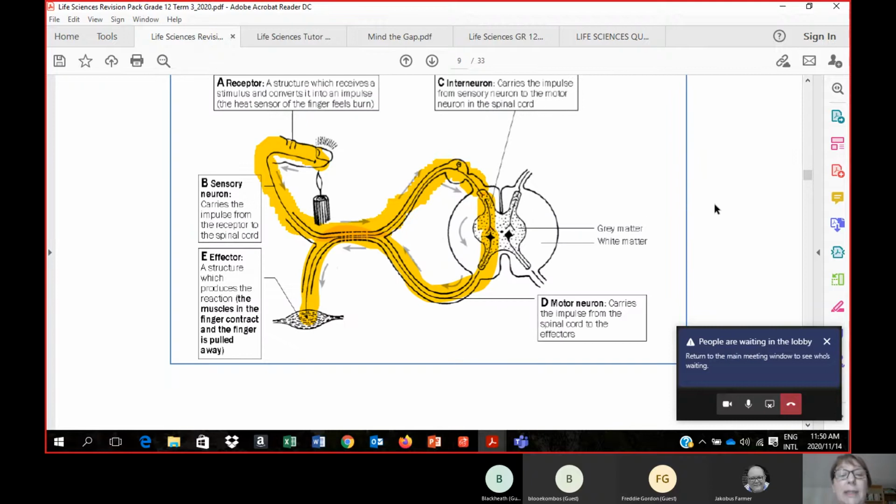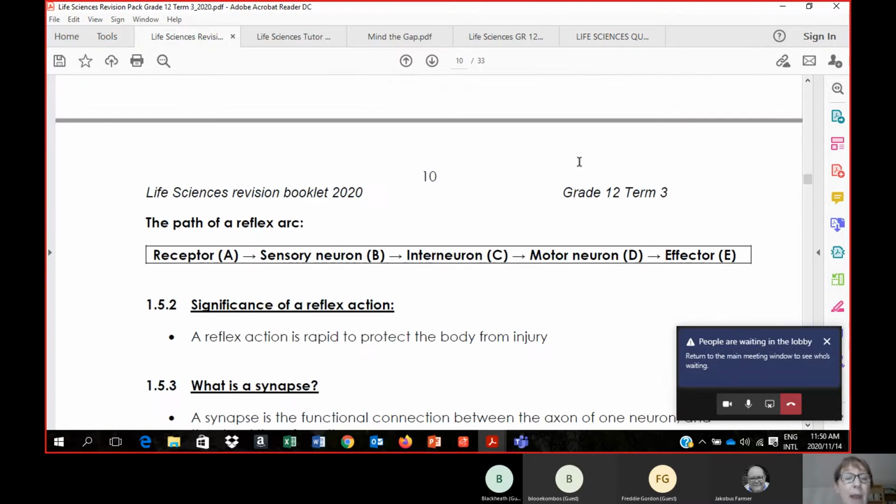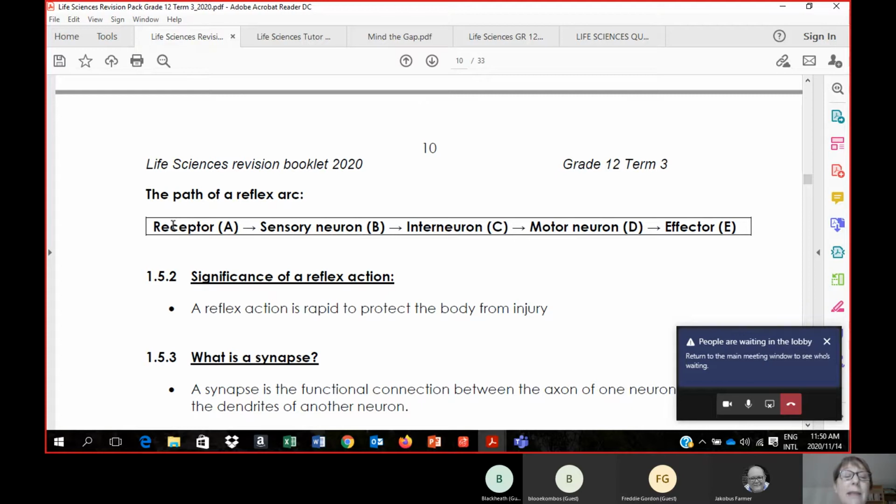This I would also suggest that you study very well, because I've seen this question a lot in exams. Right, there it nicely is illustrated in your learner resource. That is the pathway. So it's always from the receptor along a sensory neuron, then it joins up, then the impulse goes to an interneuron, then to a motor neuron, and then to an effector.